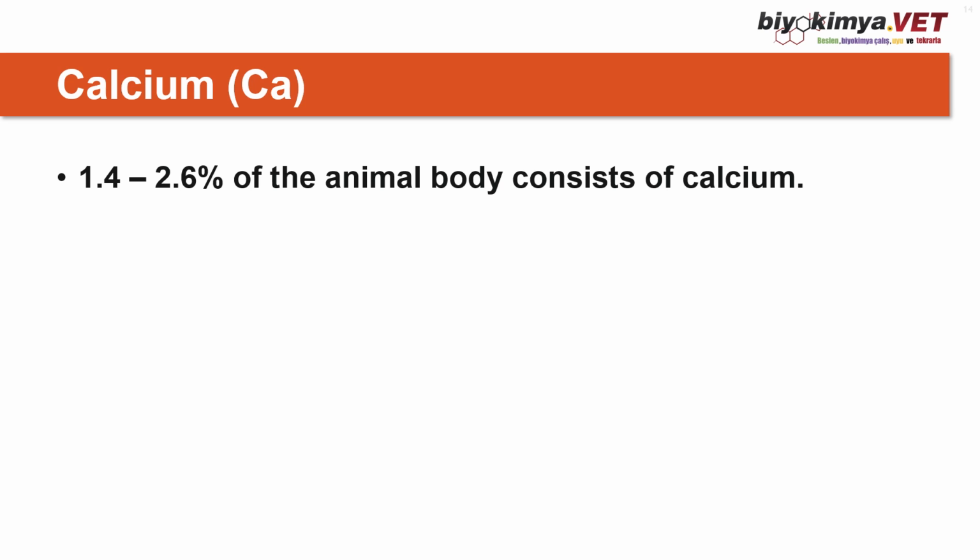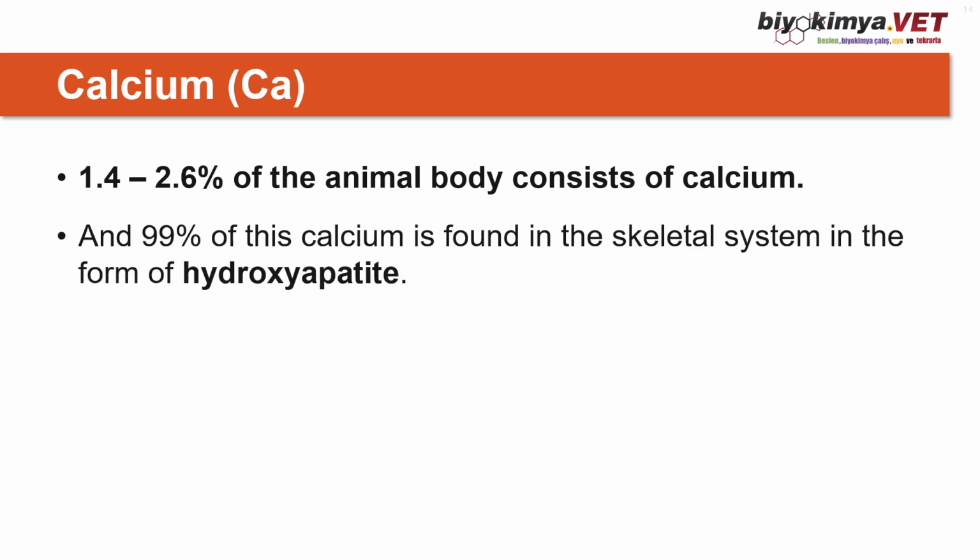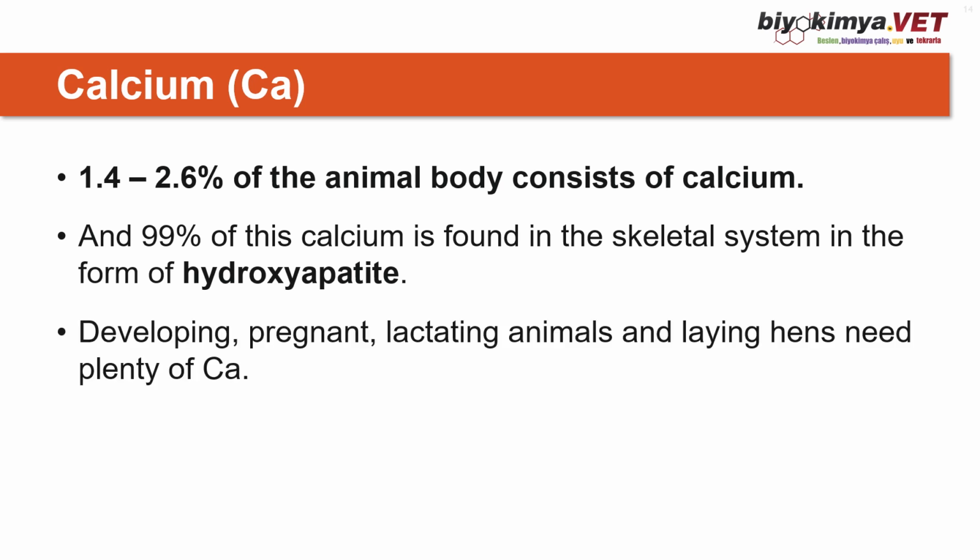1.4 to 2.6% of the animal body consists of calcium. And 99% of this calcium is found in the skeletal system in the form of hydroxyapatite crystals. Developing, pregnant, lactating animals and laying hens need plenty of calcium.